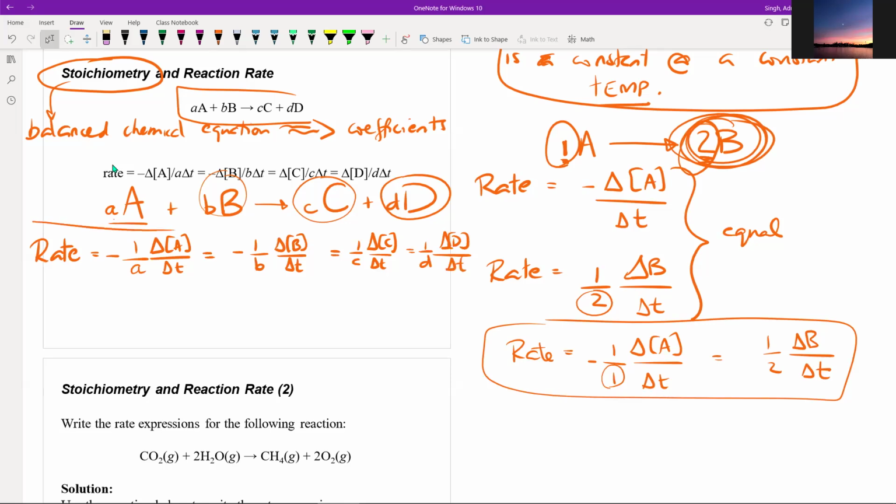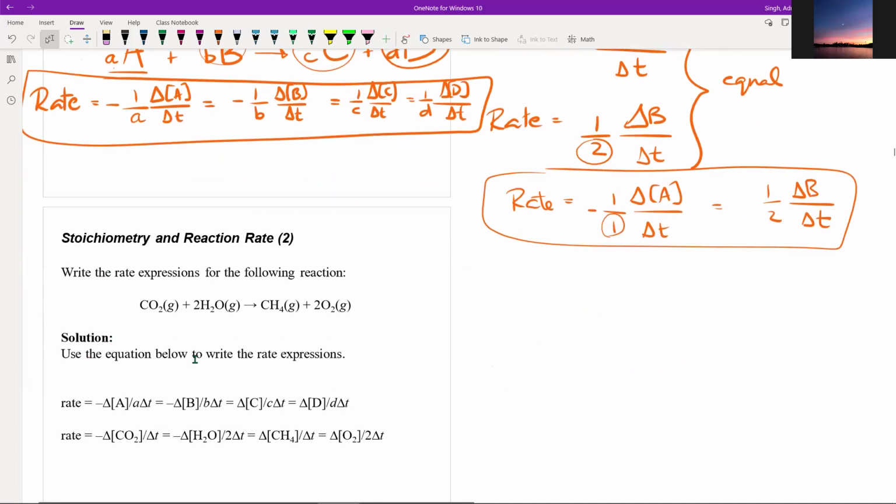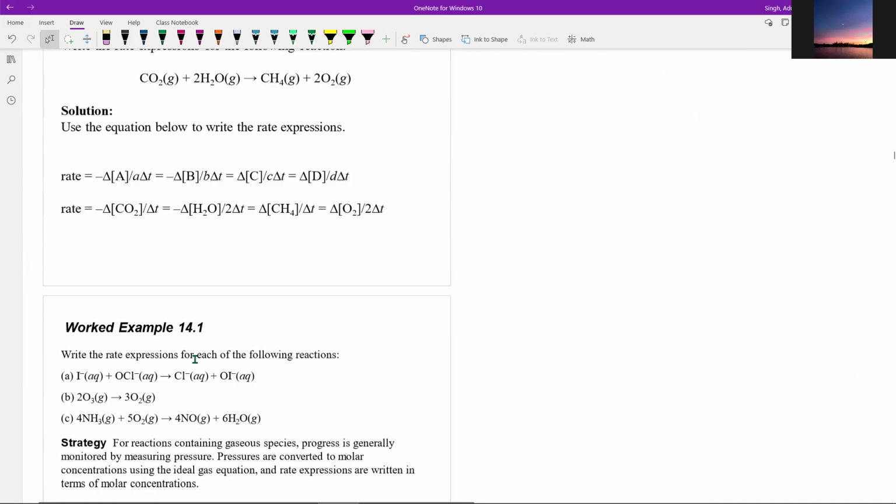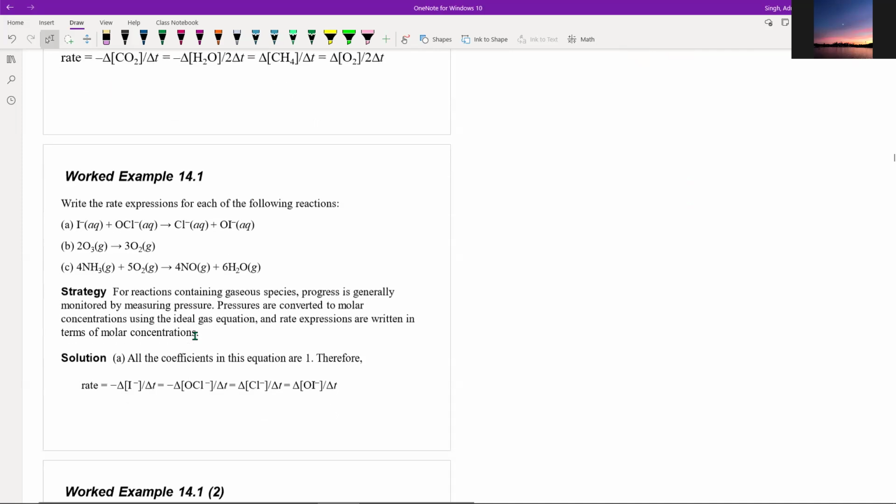Okay, so that is how you can express the rate of the reaction with respect to all of the reactants or all of the products while incorporating the stoichiometry. And again, the stoichiometry is just the coefficients that we use to balance the equation. So for example, let's do a couple different ones down here.